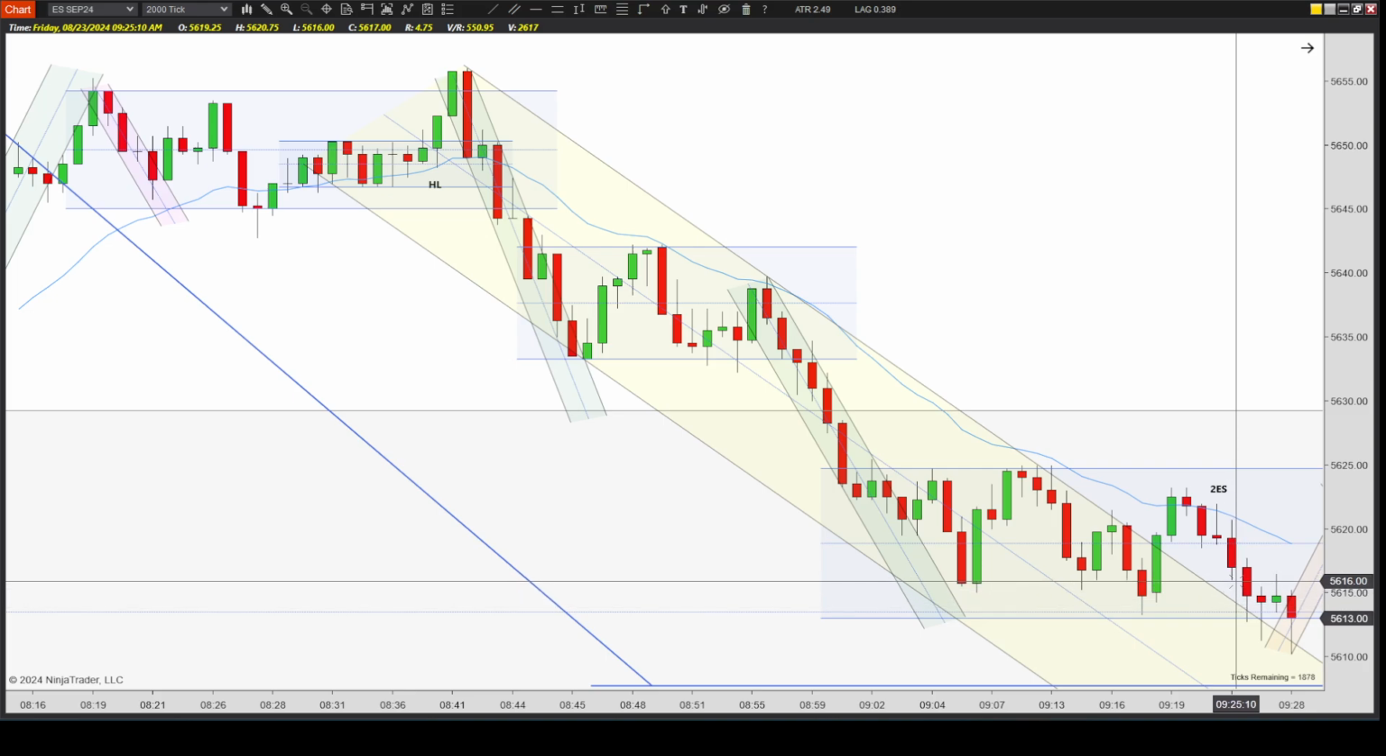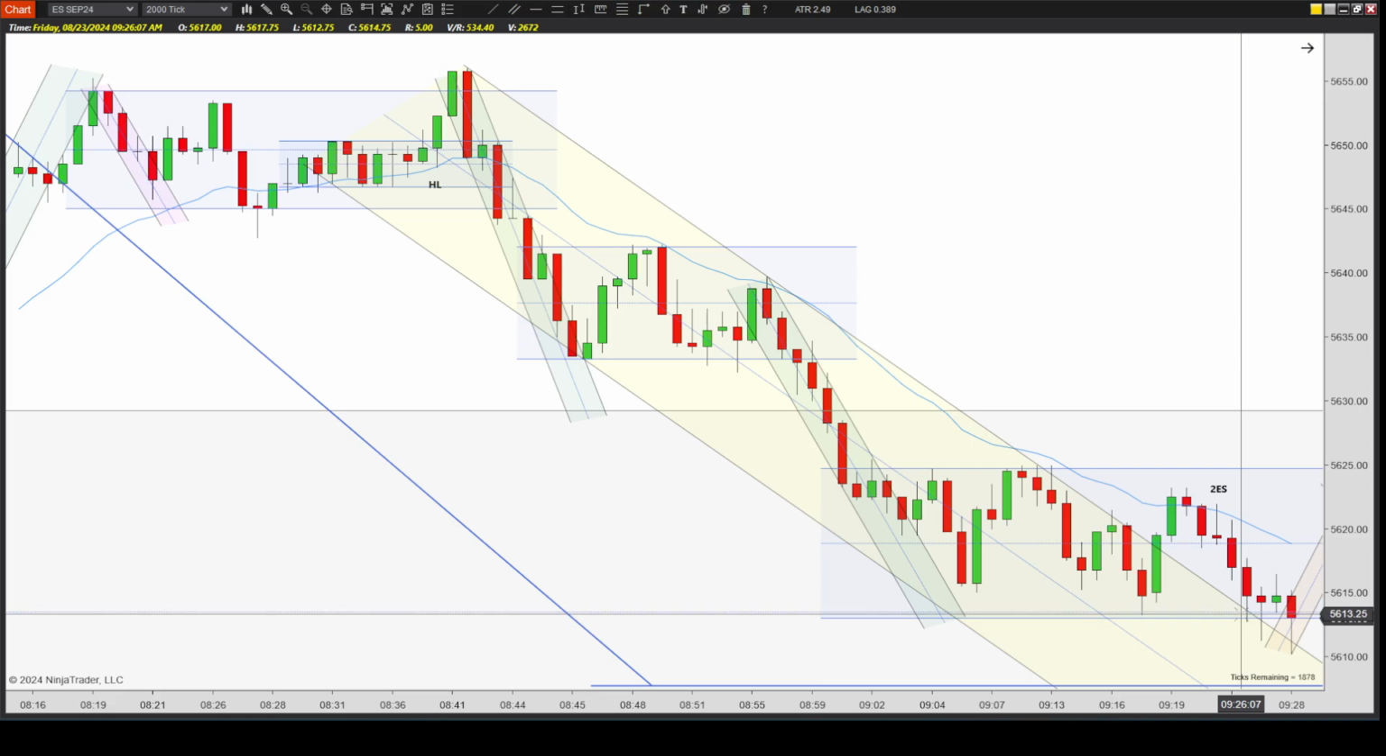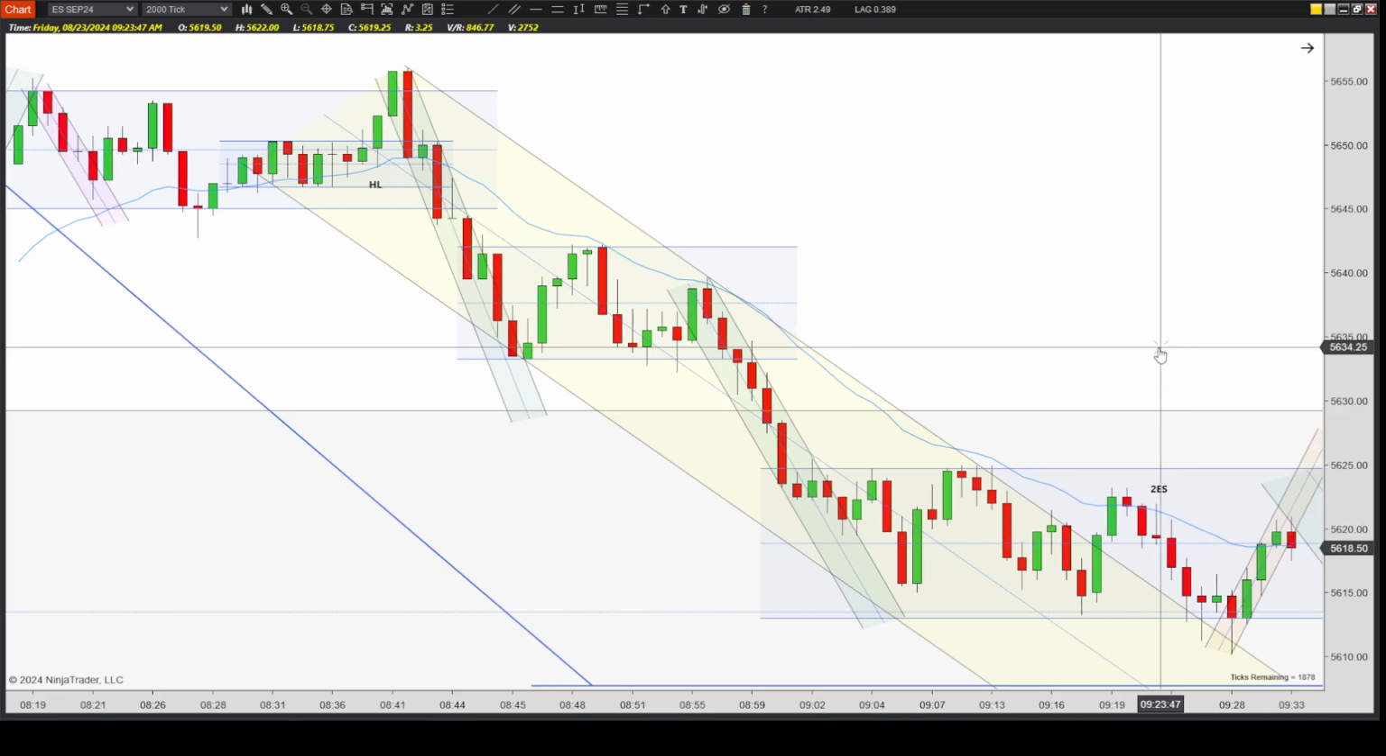Let's just take a look. Yeah, you had about 2.75 points to get out. So even if you entered after this bar, you would have been able to get out.